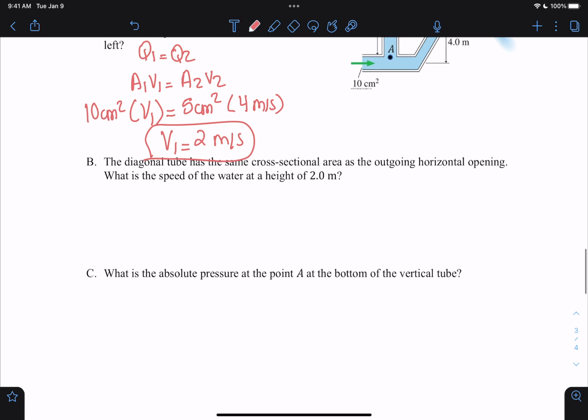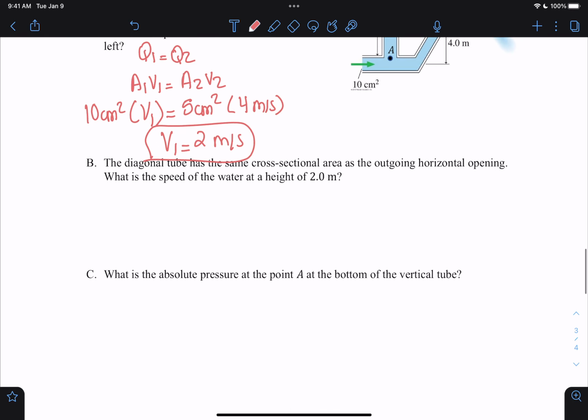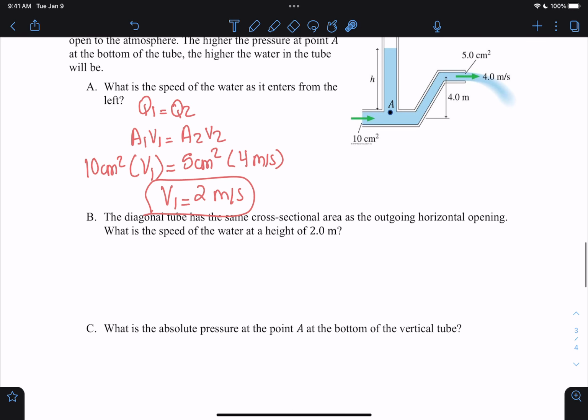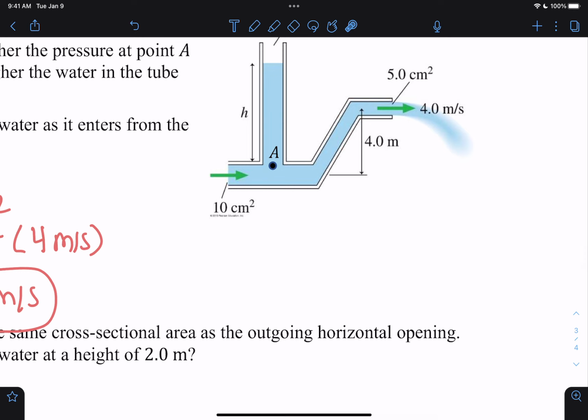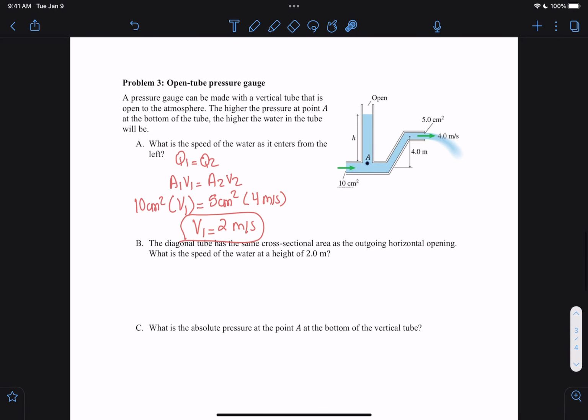So that's the speed as it enters from the left. Now, for part B, they're saying the diagonal tube has the same cross-sectional area as the outgoing horizontal opening. What is the speed of the water at a height of 2 meters? Roughly, the drawing is a little bit off, but from the bottom of the diagonal to the top of the diagonal, it's 4 meters. And so they're asking, what is the speed of the water at a height of 2 meters?